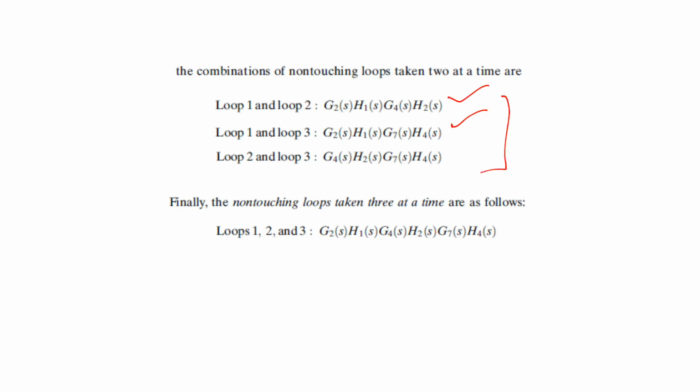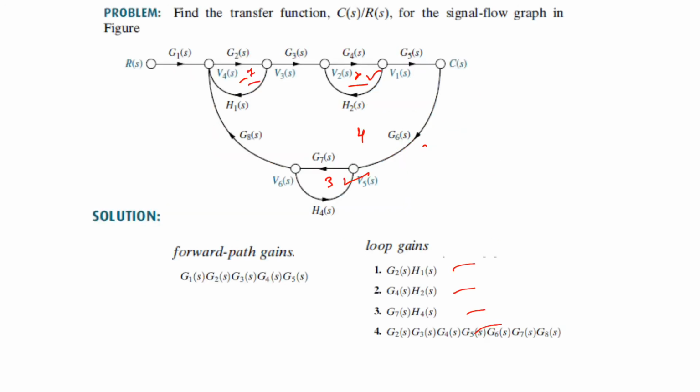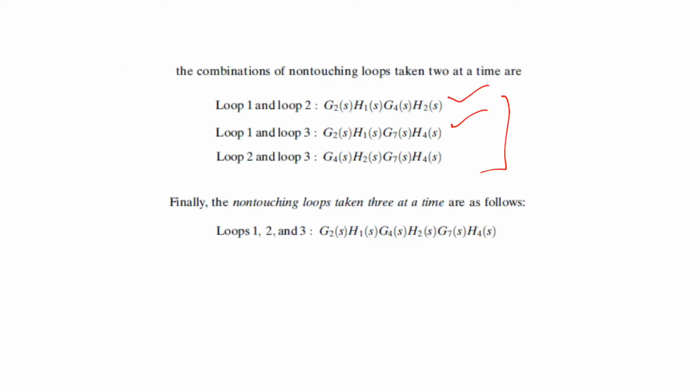Now we have to find the non-touching loops taken 3 at a time. Now from this figure we have considered the combination. Since these 3 are also non-touching, it is the combination of 3 non-touching loops, that is G2 H1 into G4 H2 into G7 H4. So only one combination is left. So that is the non-touching loops taken 3 at a time, and there is no non-touching loop taken 4 at a time, as observed in this figure.